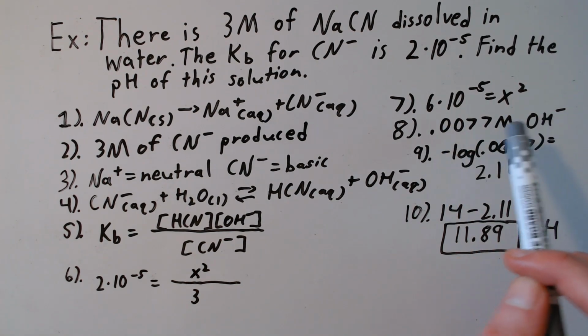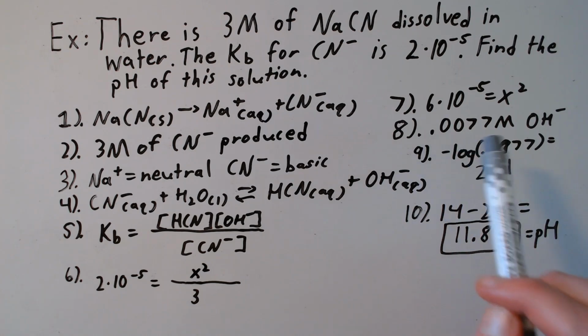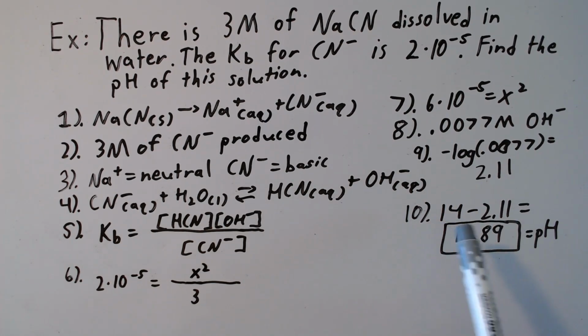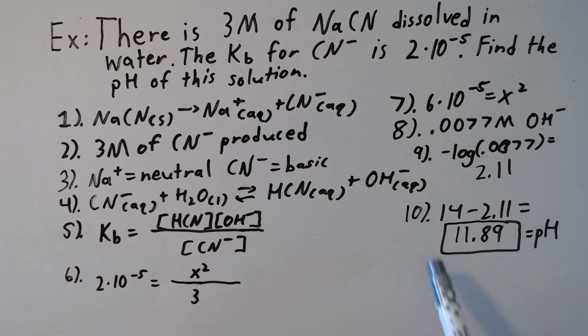And now we can figure out the pH pretty easily. We just take the negative log of this 0.0077, and that would be 2.11, and we subtract it from 14. So 14 minus 2.11 will give us a pH of 11.89.